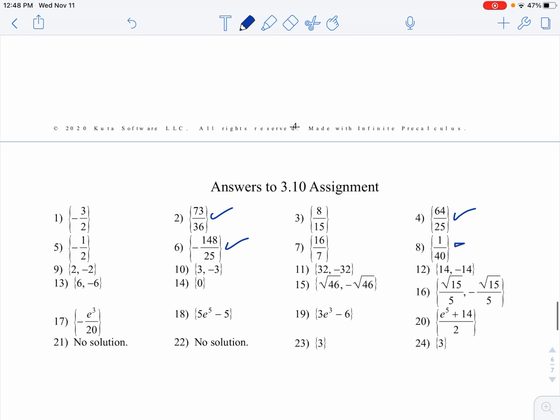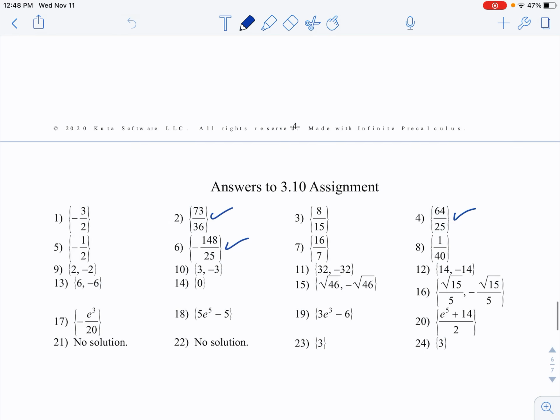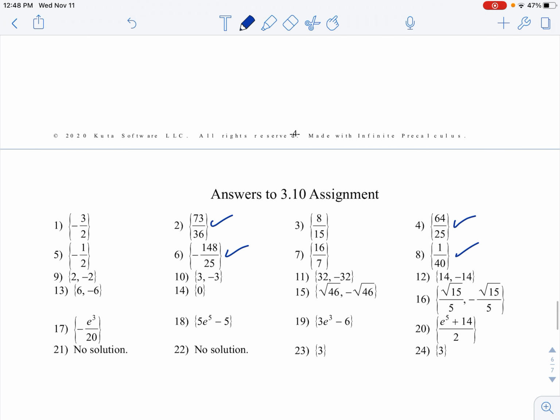And there it is. Okay, it turned into a triangle. My check mark turned into a triangle magically, and that caused my Notability to crash. So let me restart it, and we can continue. There, 1/40.